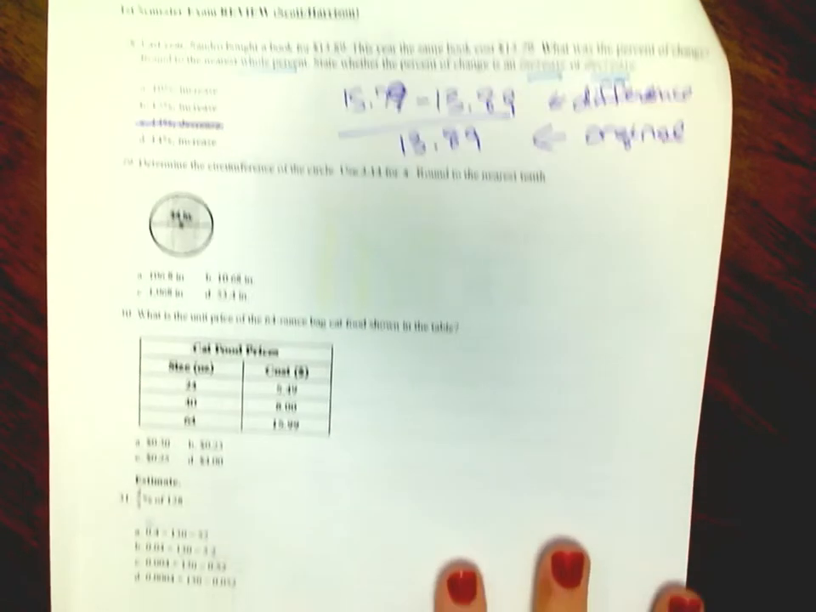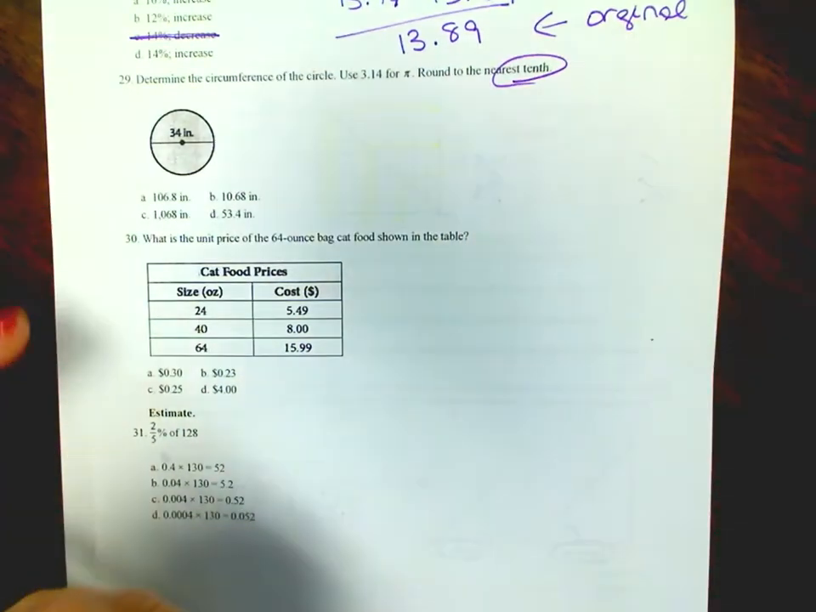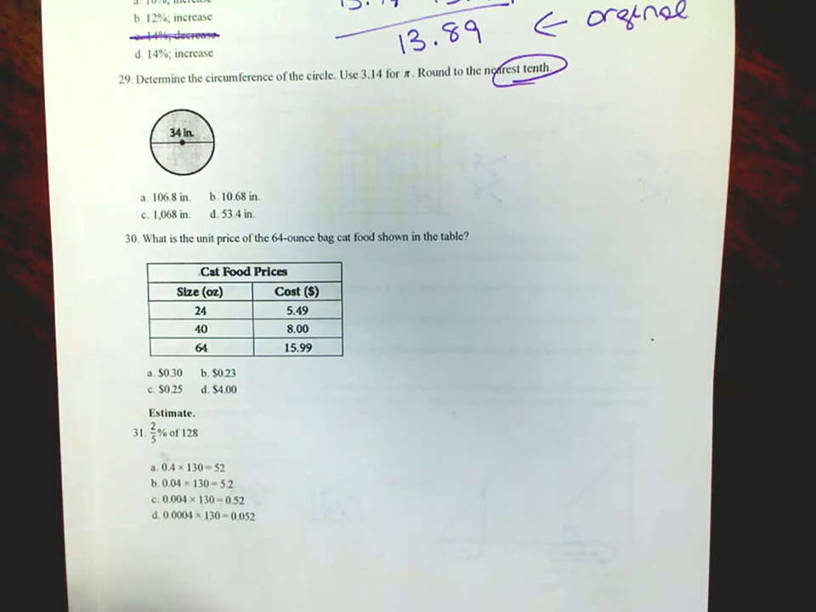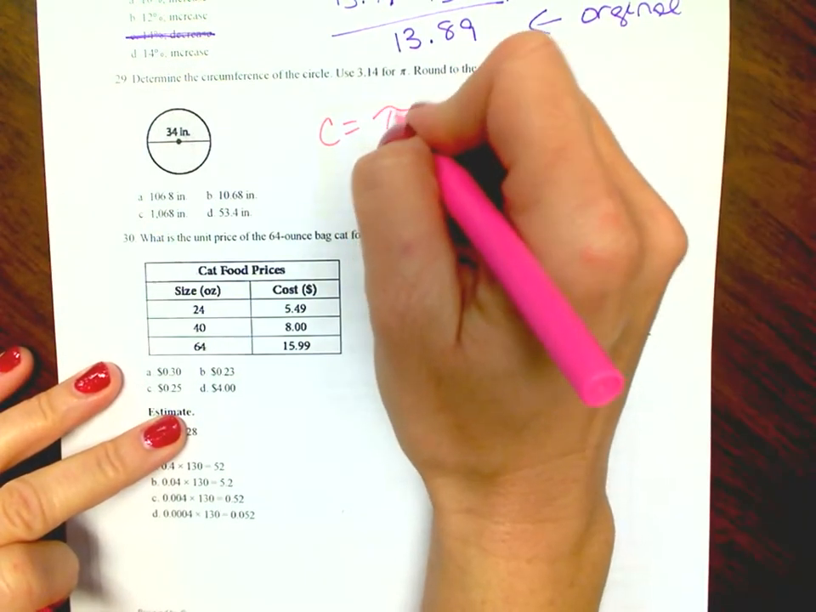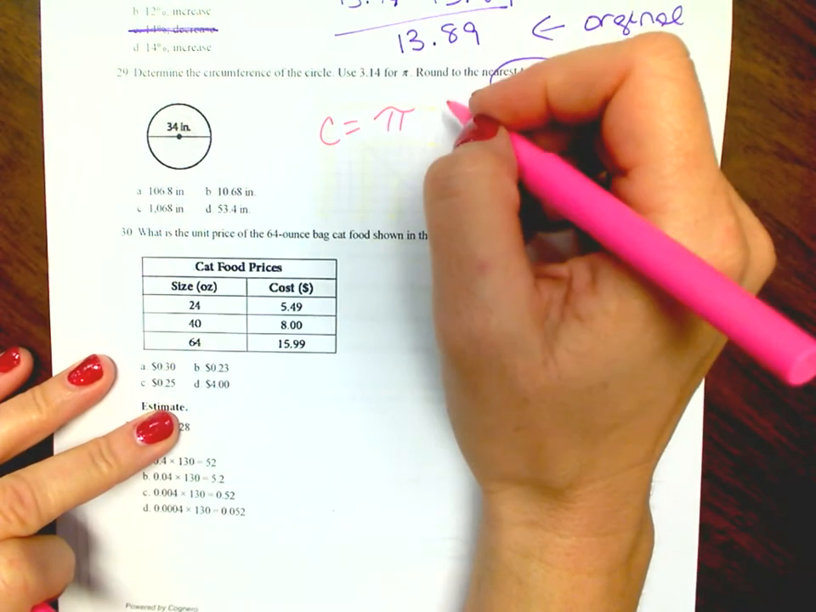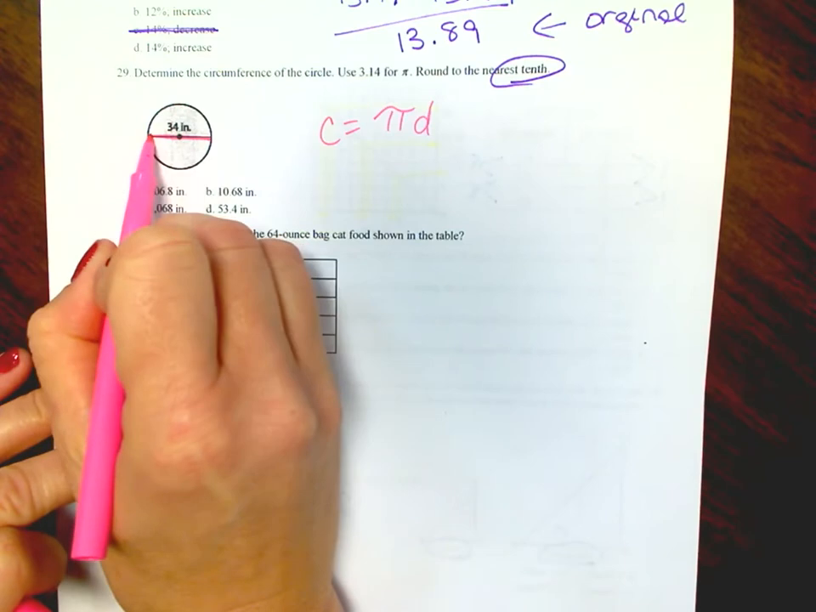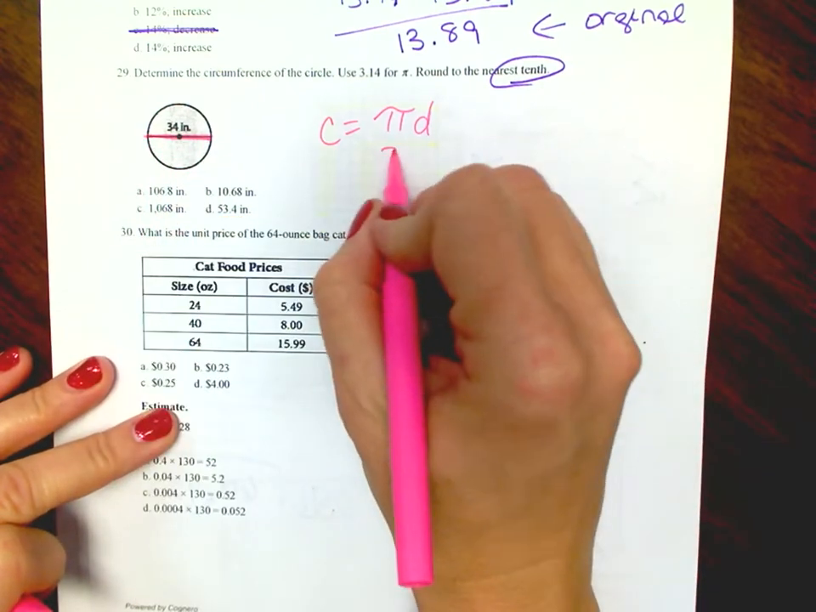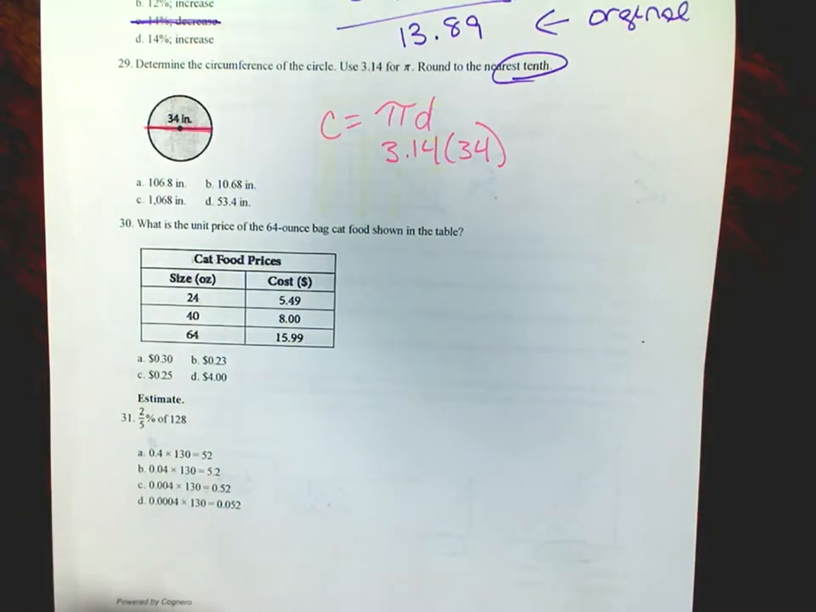Okay, number 29. Determine the circumference of the circle. Use 3.14 for pi. Round to the nearest tenth. Okay, don't forget that. So we have circumference equals pi times diameter. Because this line, it went all the way across, is your diameter. So 3.14 times 34.